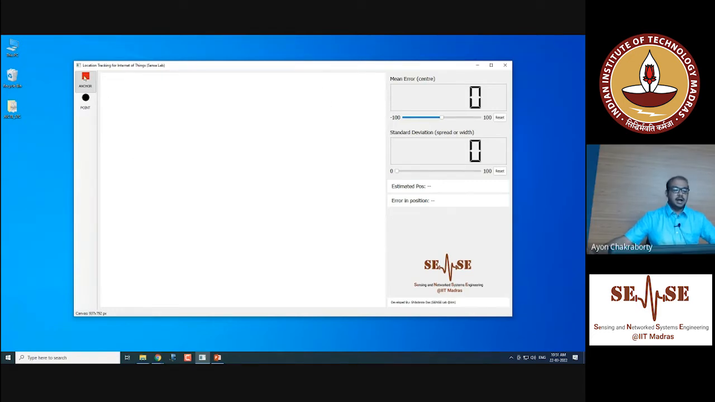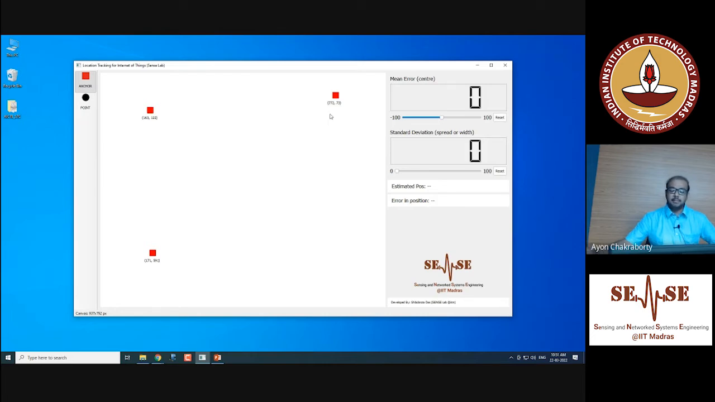So you see a white canvas, and the software is designed in such a way that I can place anchors as I feel like. Anchors are basically the beacons. So I placed one anchor, I can place one more anchor, and let's say I place one more. So I have placed three anchors. What is the good part here? I know the location of the anchors.